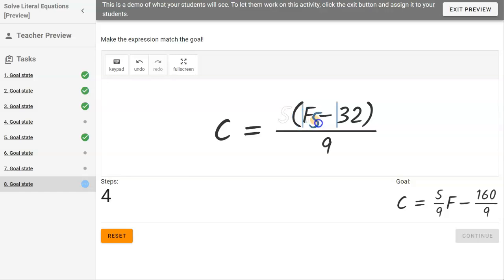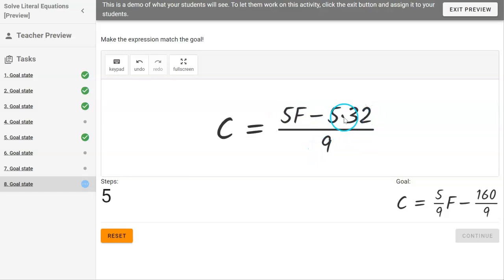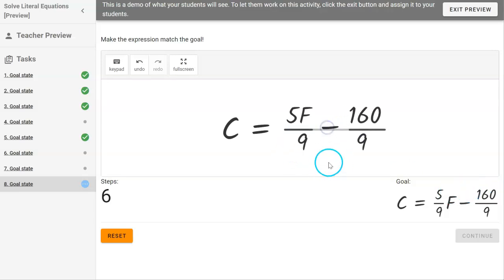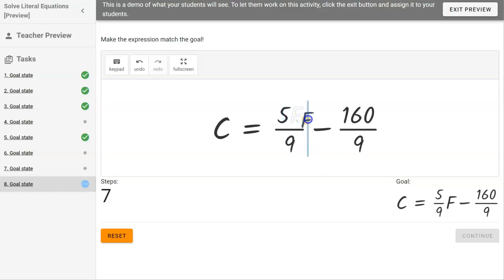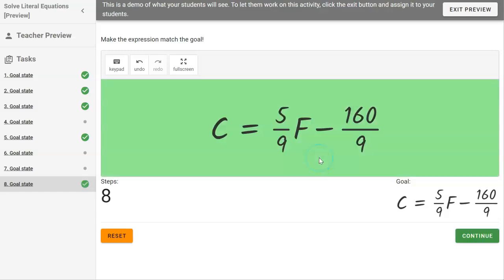Now I'm going to distribute my 5 and multiply. So now I'm starting to see these numbers. And then I'm going to push this up into the numerator. And then move this to the side. And now there I have it. This is the formula. Solve for C. You may recognize this. This is degrees Celsius and degrees Fahrenheit. And that is the Graspable Math activity.